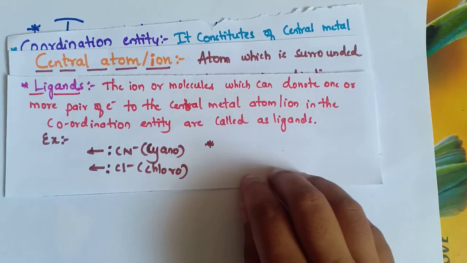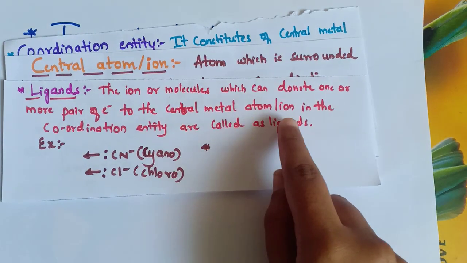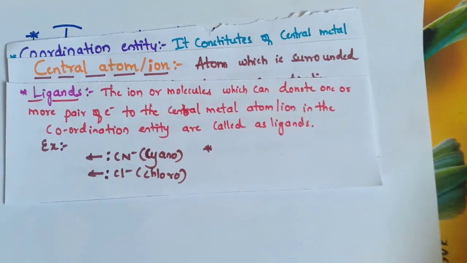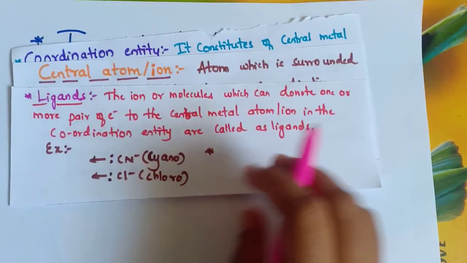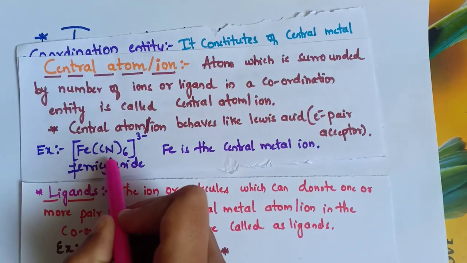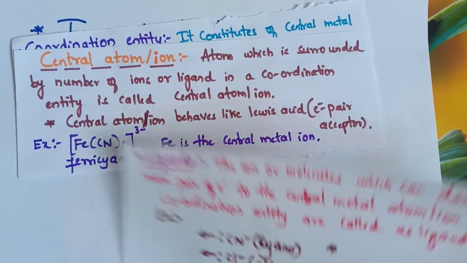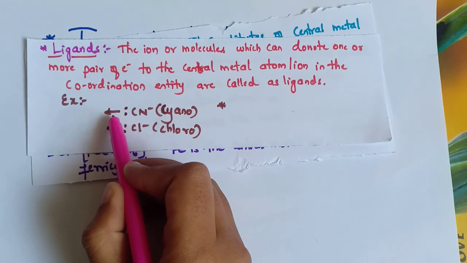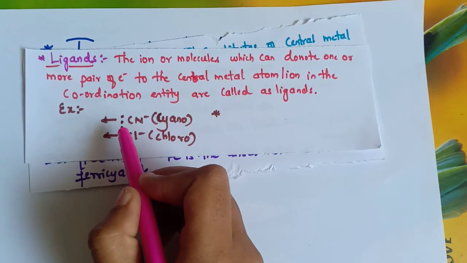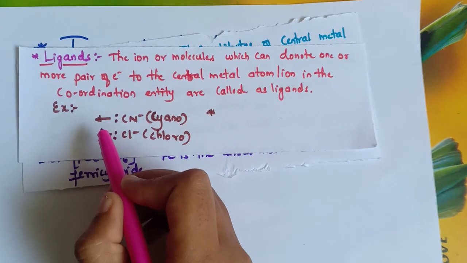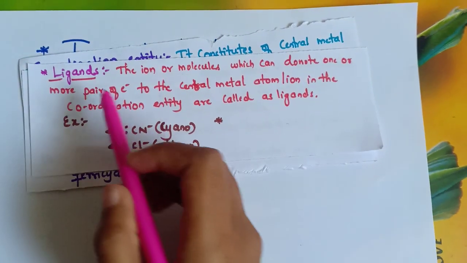Next is ligand. The ions or molecules which can donate one or more pairs of electrons to the central metal atom or ion in the coordination entity are called ligands. Ligands can donate a pair of electrons to the central metal atom. Here are the ligands. The ligands may be cyano or chloro. They donate electron pairs towards the central metal atom through the coordinate bonds.